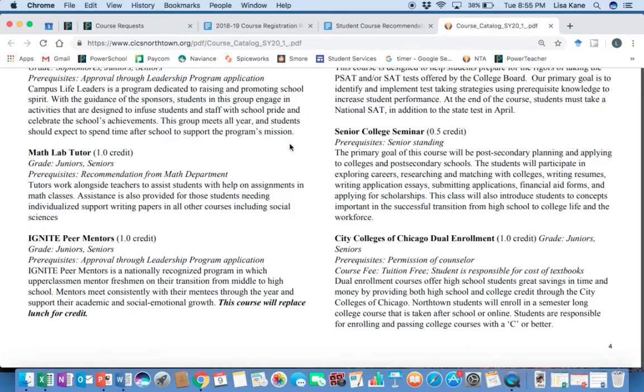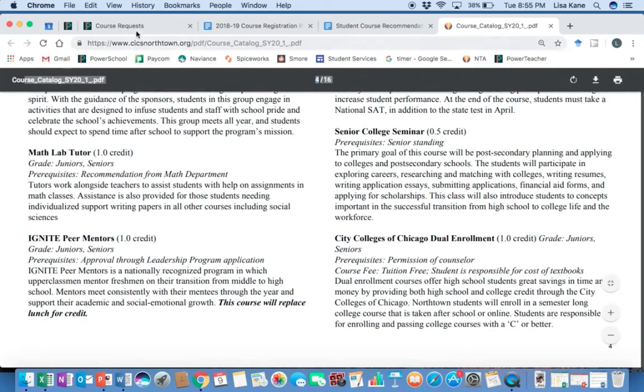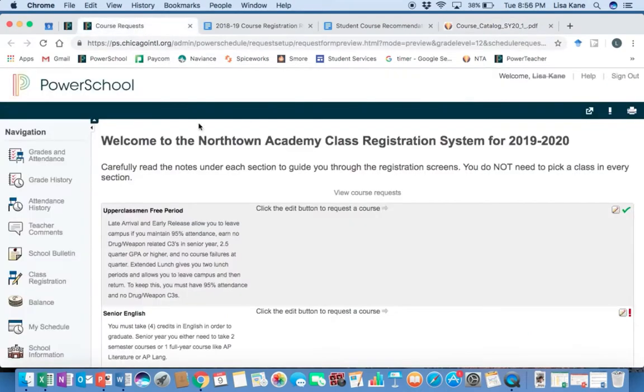Once you have chosen all of your classes, your next step is going to be to register. You're going to be registering on computers during the first 2 weeks in May. So unlike last year where I grabbed you and had you come in groups into Student Services and I was helping you register with me, this time you'll be doing it on laptops during your academic lab period. You're going to log into PowerSchool, and you're going to click on the button that says Class Registration.